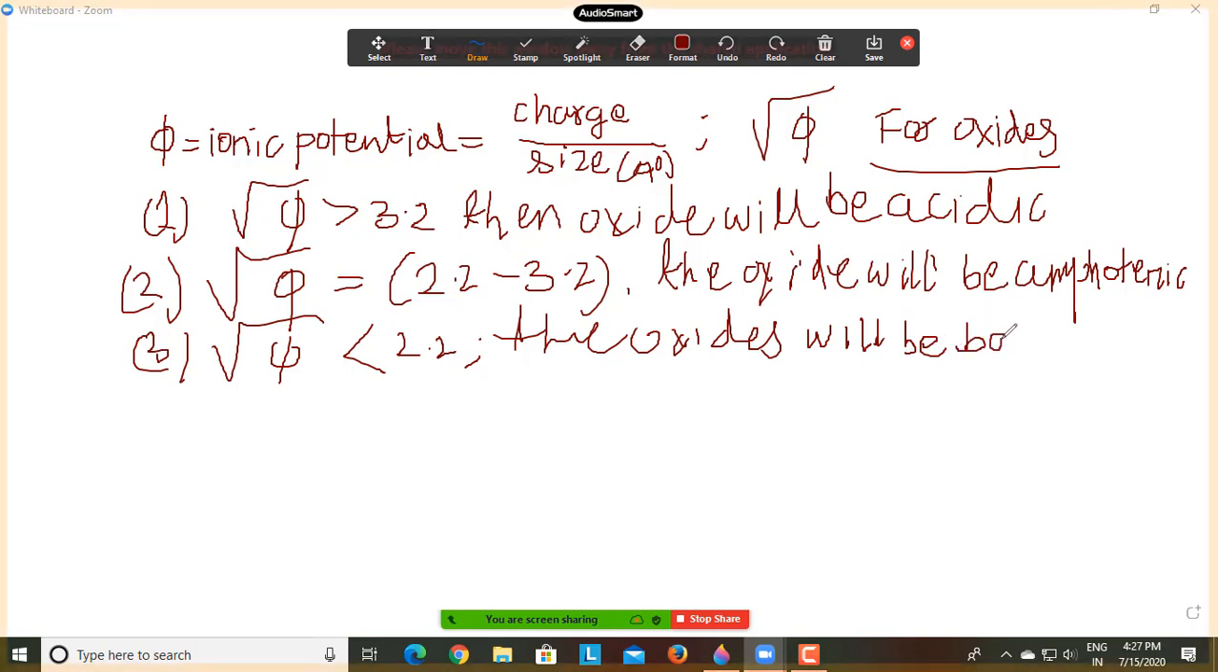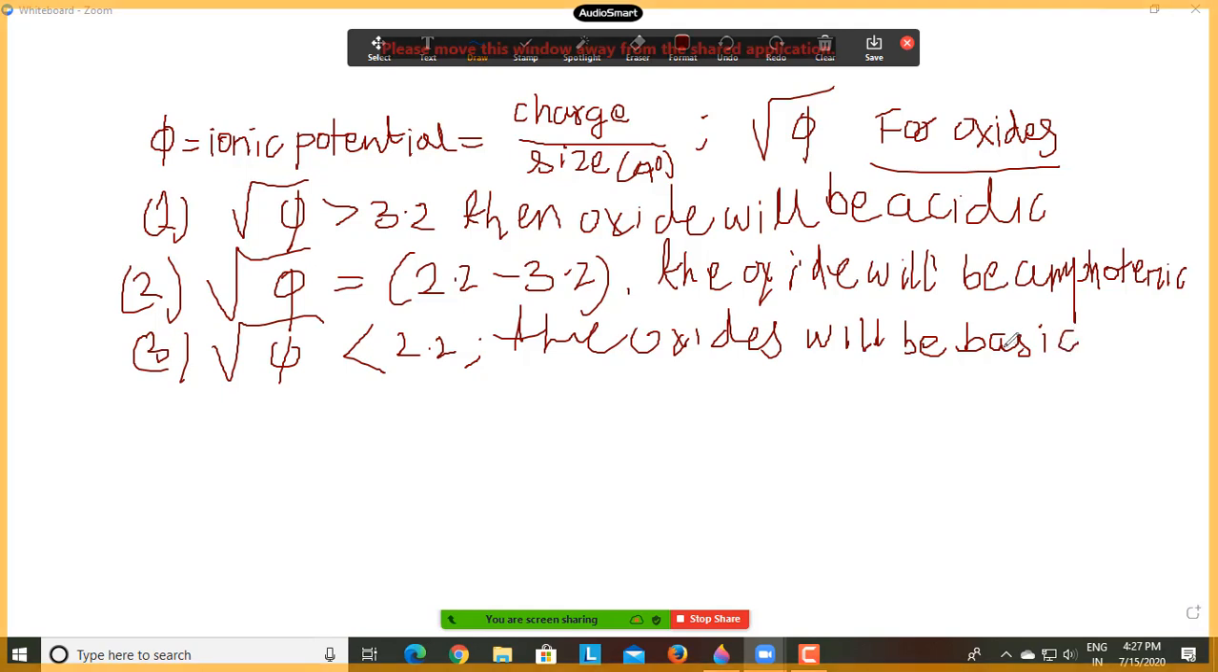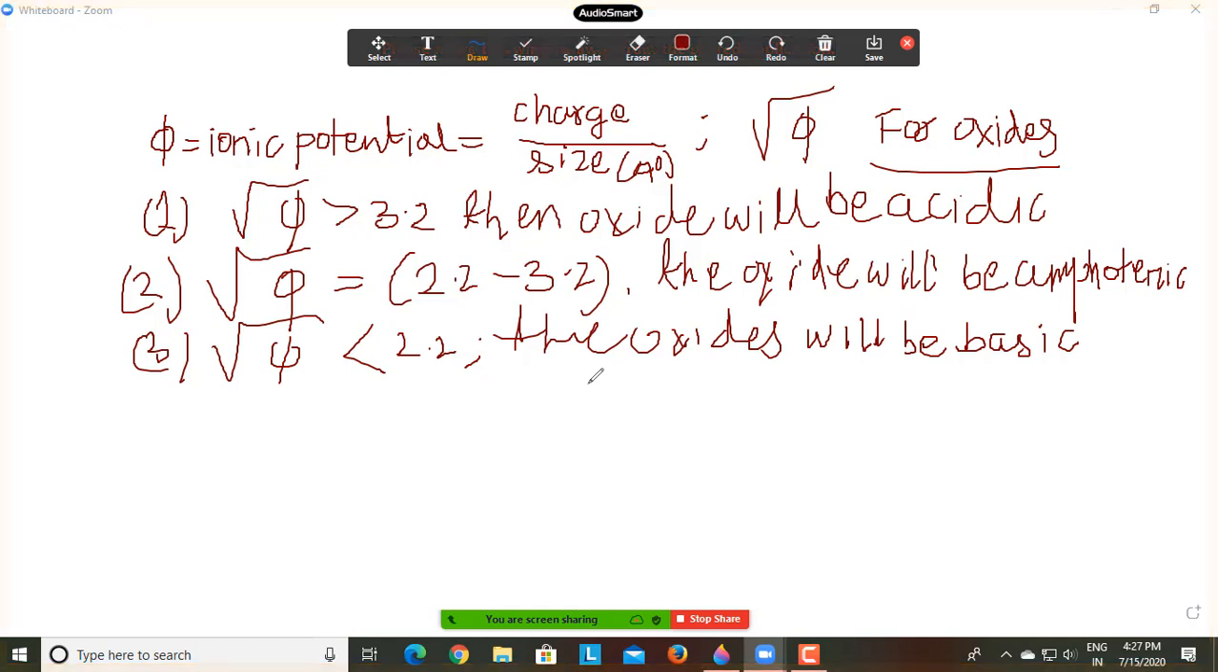Based on this value, we can also predict whether an element's oxide, like nitrogen oxide, is acidic. Carbon monoxide is basic. Whatever oxide, acidic or basic, we can tell by seeing the electronegativity difference. If electronegativity difference is high, then accordingly we can tell whether the oxide is basic, acidic or amphoteric.